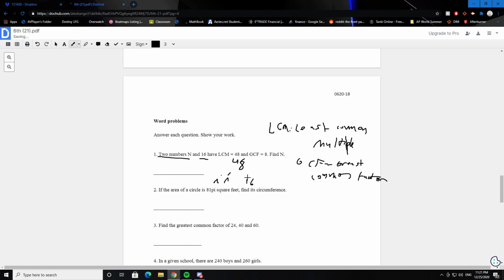Okay, so that means, how should I do this? Okay, greatest common factor will be 8, which means that works for here, right? 16 is going to be 8 and 2. Least common multiple 8, 48.